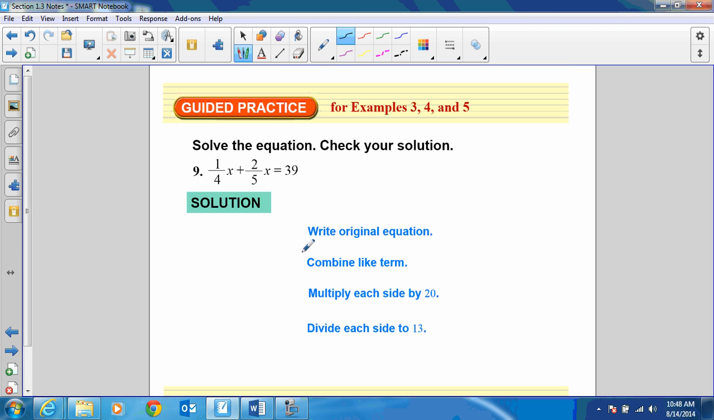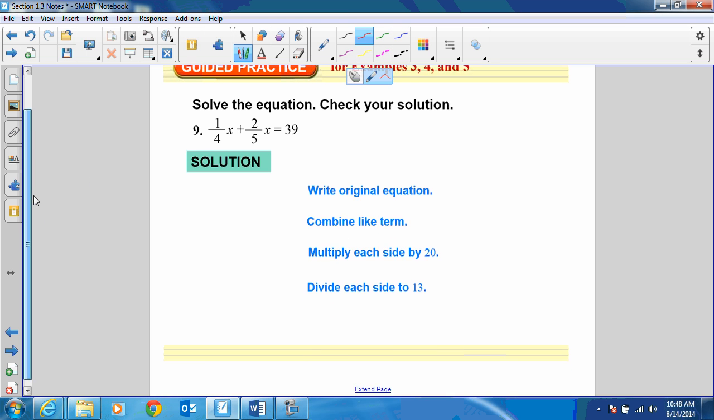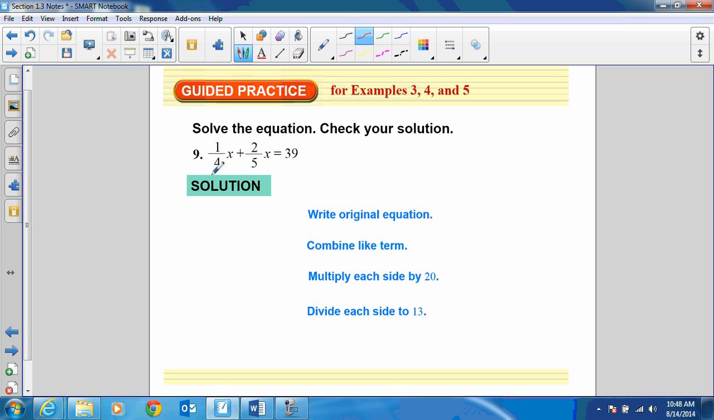Okay. Let's do this one together. I was going to have you guys do this on your own, but okay. Adding fractions. When you add fractions, they have to have the same denominator. So what we need to do is, since these are like terms, make them have the same denominator. So we need to figure out the smallest number that 4 and 5 go into. So 4 and 5, the smallest number they go into is 20.